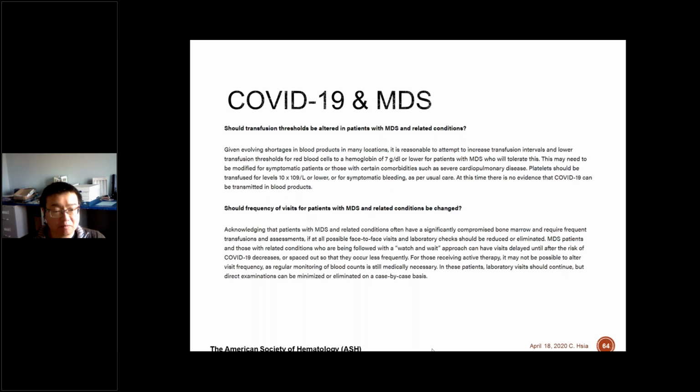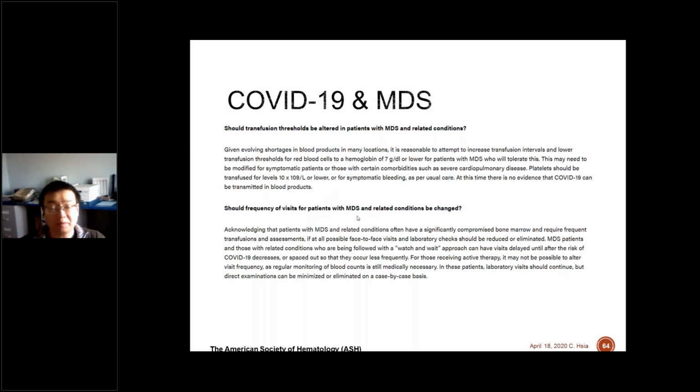This was, I think, a couple of weeks ago now. There is some data of COVID-19 in blood products, but that data, I think, was out of China. So I think the jury is still out, but right now we believe that the benefits of a blood product for those who need it far outweigh the potential risks associated with a blood product transfusion.